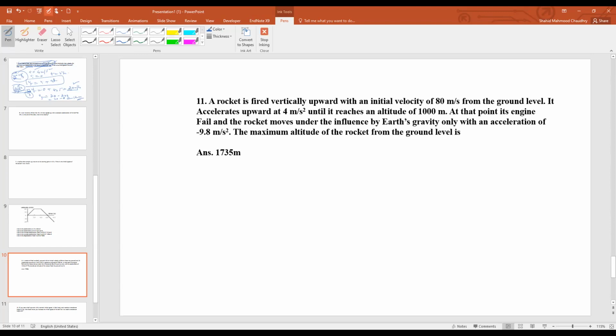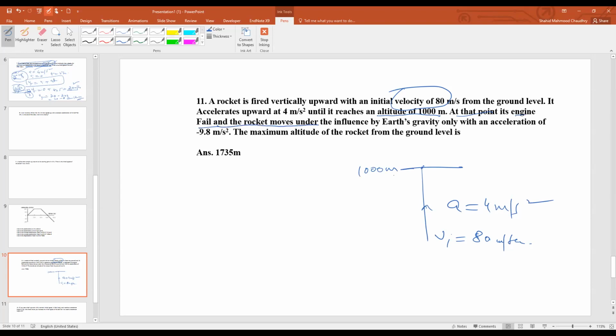A rocket is fired vertically upward with an initial velocity of 80 meters per second from the ground level. So this is a vertical motion. So initial velocity is what? This is the initial velocity, 80 meters per second, and accelerates. So its acceleration is given. You will not put the g value, 4 meters per second square, until it reaches an altitude of 1000 meters. Altitude means the length. So the distance is 1000 meters. When it reaches here, at that point, its engine fails.